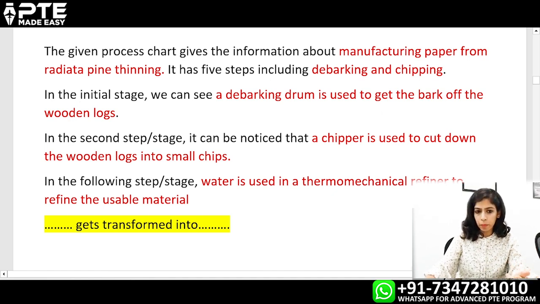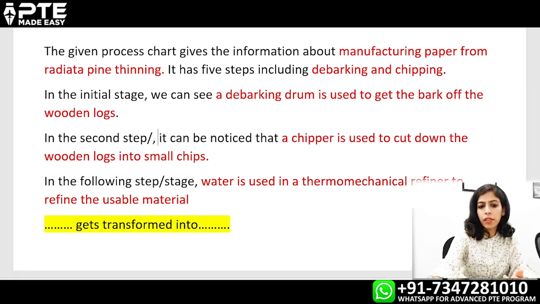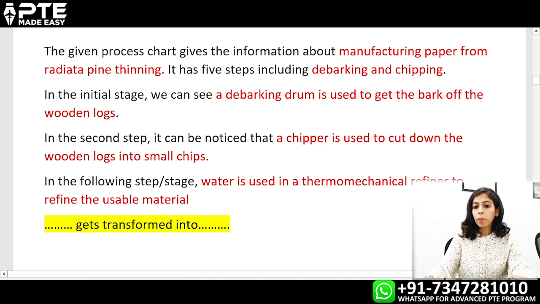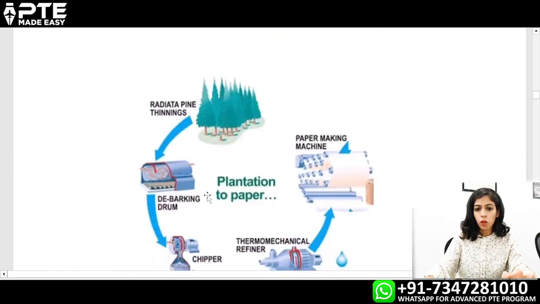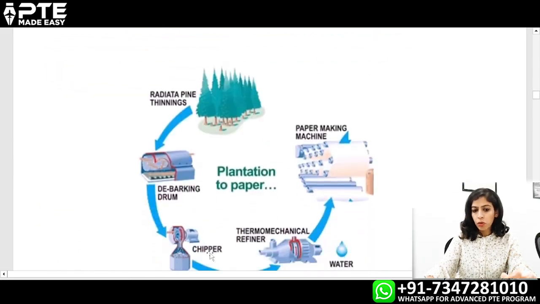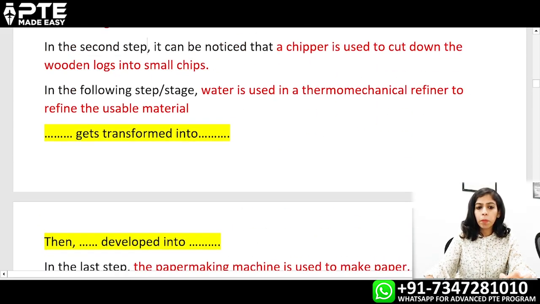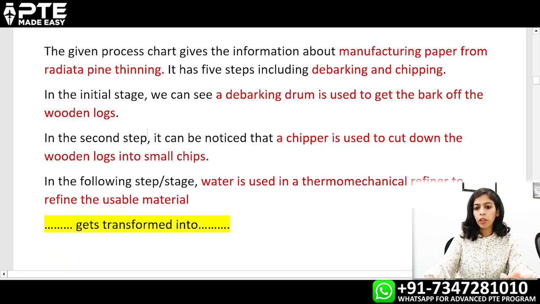In the second step, it can be noticed that a chipper is used to cut down the wooden logs into small chips. What is happening? A chipper is used. So what is chipper? Chipper is this. So in the next stage, a chipper is used to cut down the wooden logs into small chips.